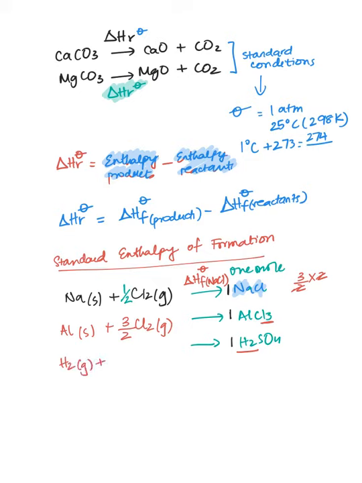And then H2SO4 will be formed from H2, which exists as a gas, plus sulfur. The natural occurring state of sulfur is S8, solid. But you need 1 sulfur here and you have 8 here. So can I say 1 upon 8? Because 1 upon 8 times 8 will give me 1. Plus oxygen. Oxygen also exists as a gas and you have 4 oxygens here, so you need 2 more to make it balanced. And all of these are going to be enthalpy changes of formation of the respective compounds.